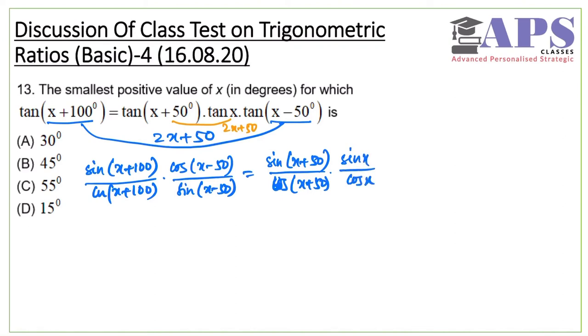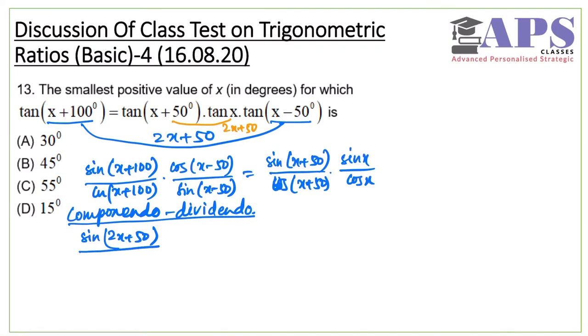Now we can apply a formula, 2 sin a sin b or 2 sin a cos b, those types of formula, or we can take componendo dividendo. We use componendo dividendo. By using componendo dividendo, we will get sin a cos b plus cos a sin b, that will give us sin of 2x plus 50, divided by sin a cos b minus cos a sin b, that will give us sin of 150 degrees. All this should be degrees, I am not writing degree here.